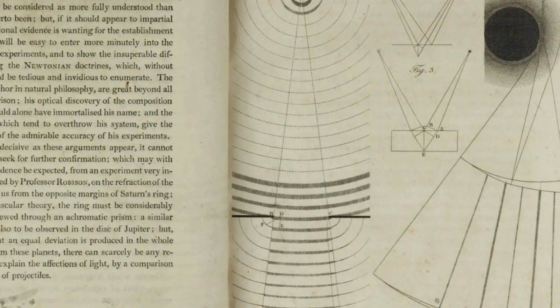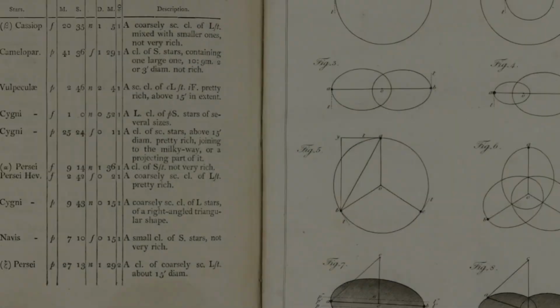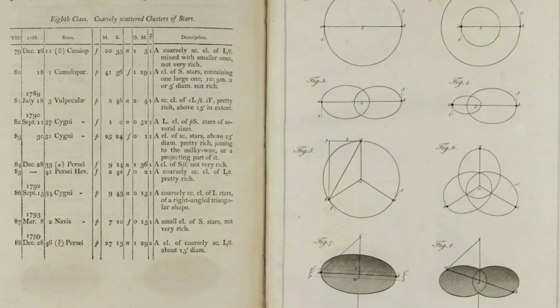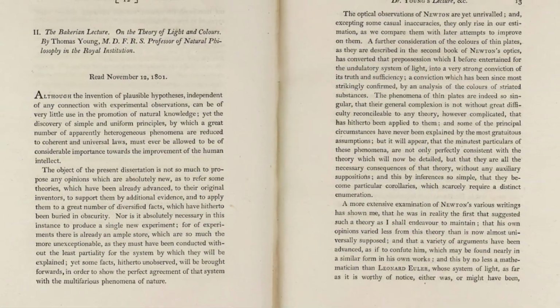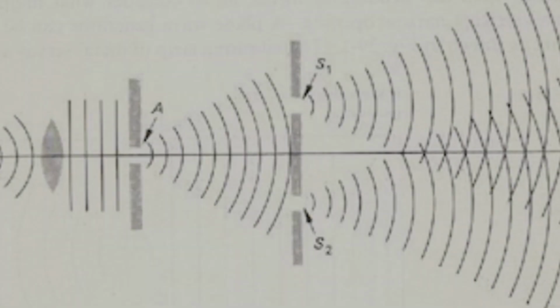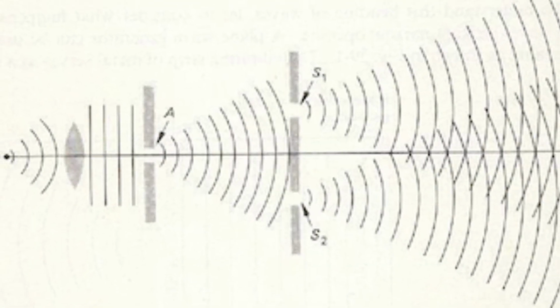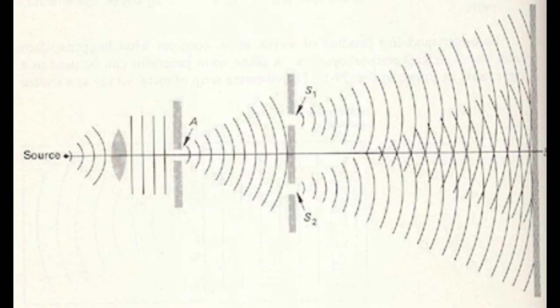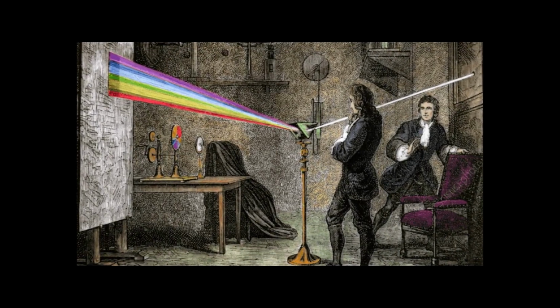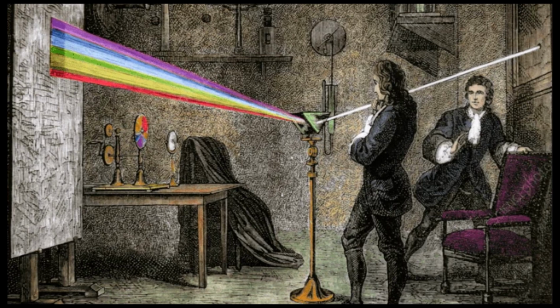In 1801, Thomas Young presented his famous paper on the theory of light and colors to the Royal Society, explaining interference patterns like Newton's rings using wave interference. His double-slit setup allows light to pass through two slits and interfere on a screen, proving light behaves as a wave. This directly challenged Isaac Newton's corpuscular theory, which claimed light consists of particles. Young's demonstration was revolutionary. It gave birth to the wave theory of light.